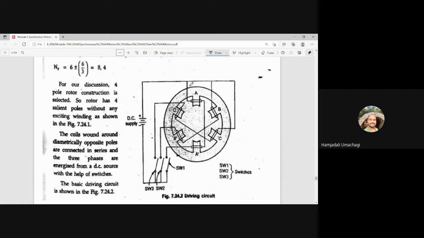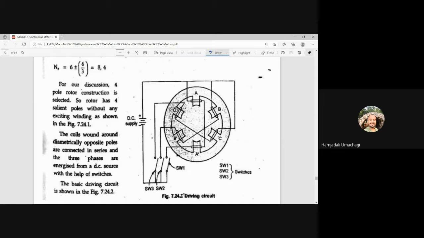Here the concentrated winding wound for phase A is connected in series diametrically with phase A dash, and this will be excited with the help of the DC power supply by closing switch SW1. Similarly, phase B and B dash are diametrically connected in series, and will be excited by closing switch SW2. Similarly, phase C and C dash are diametrically connected in series, and will be excited by closing switch SW3 from the DC power supply. So altogether, this is the driving circuit for the stepper motor.